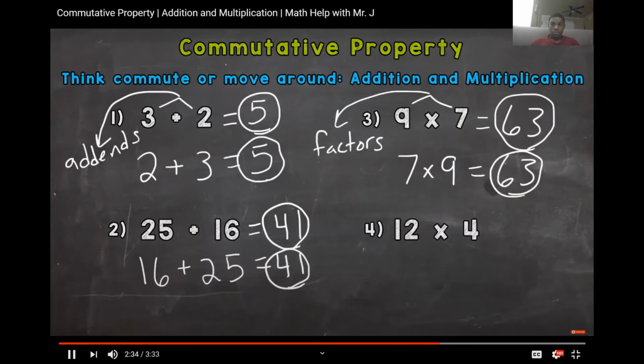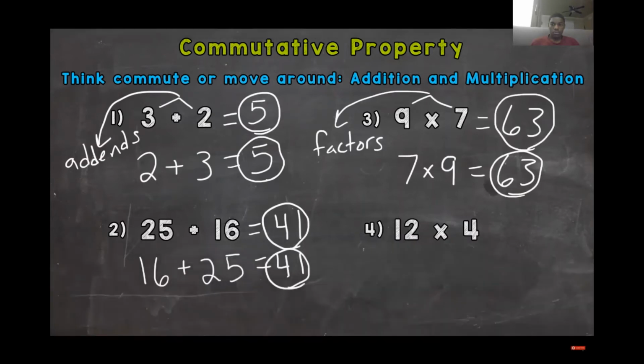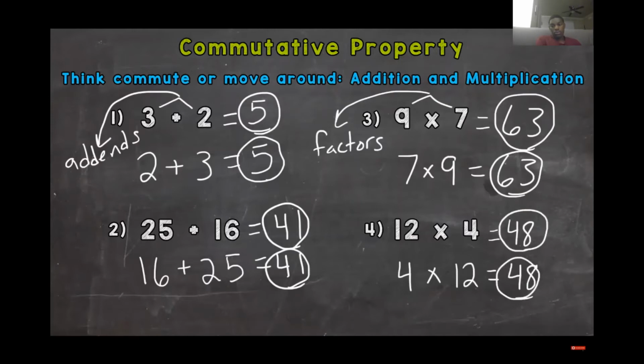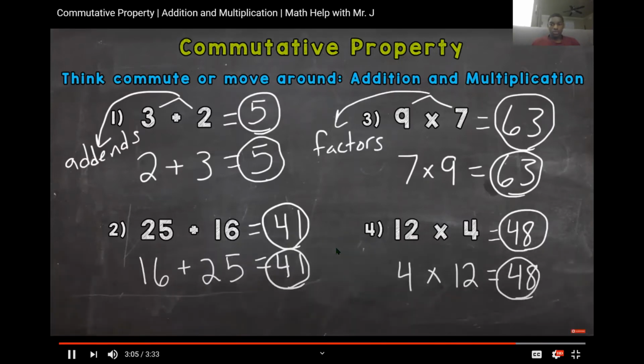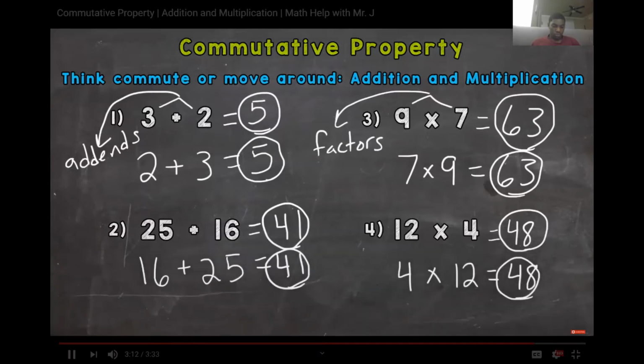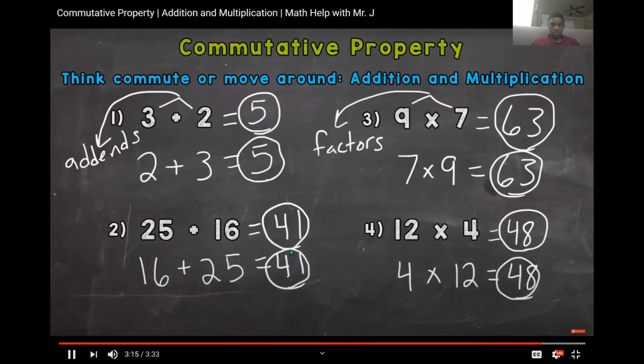So let's do number 4 here to wrap this commutative property video up. So we have 12 times 4 equals 48. Let's switch our factors here and do 4 times 12, which is also 48. So there you have it. The commutative property states that we can move the factors, which is multiplication, or the addends in an addition problem and still get the same answer. And again, this only works for addition and multiplication. Division and subtraction are not.